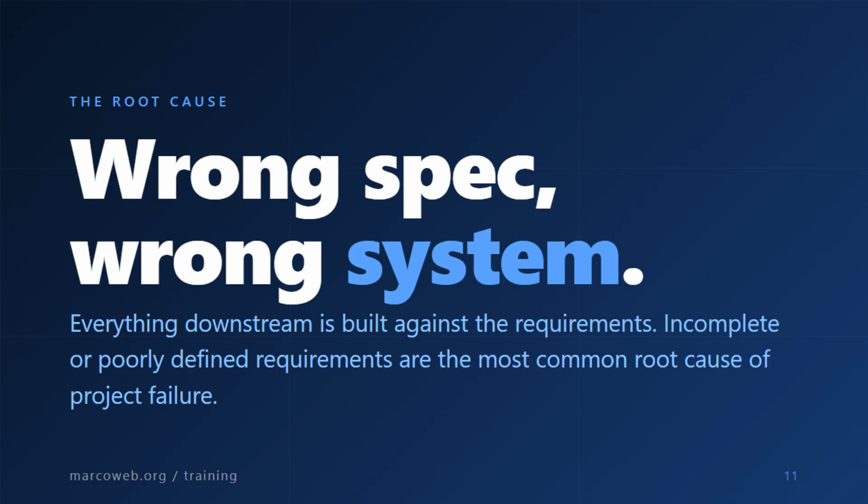Because everything downstream is built against the requirements. The design realizes them, the code implements them, the tests check against them. So a requirement that is missing, ambiguous or wrong is designed in, coded in, and tested as if correct, and it emerges as a flaw in the delivered system. That is why incomplete or poorly defined requirements are the most common root cause of project failure, more than languages, hardware, or sourcing. A system built well against the wrong specification is still the wrong system.